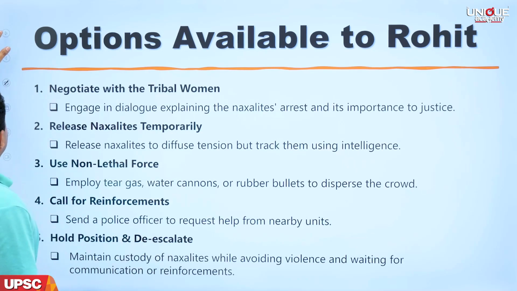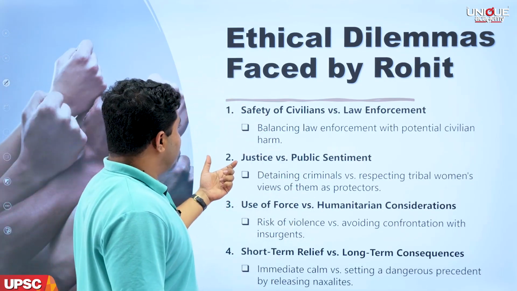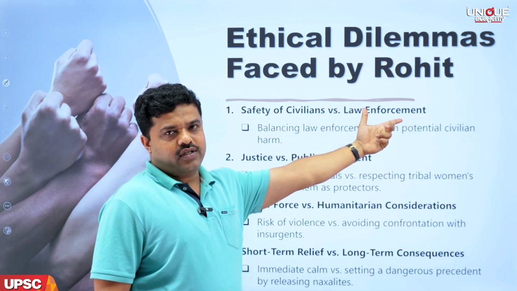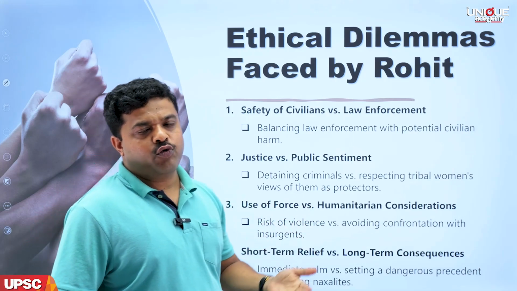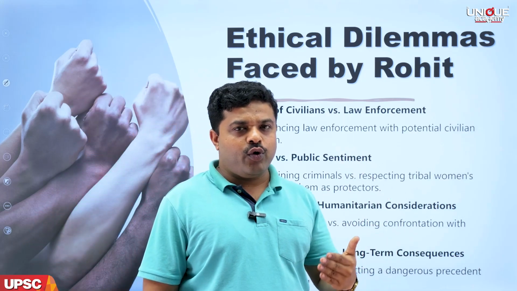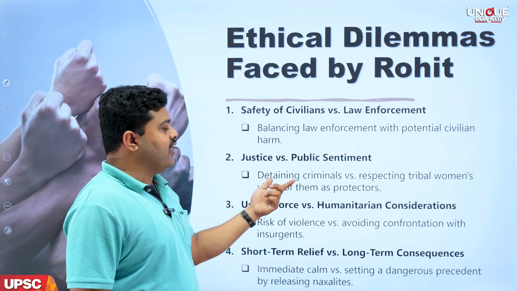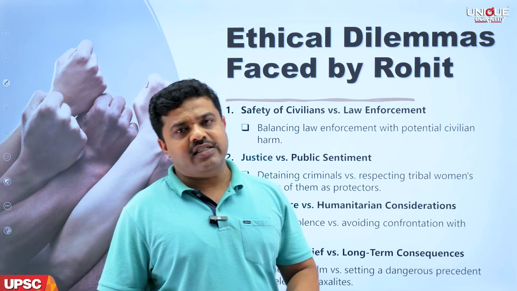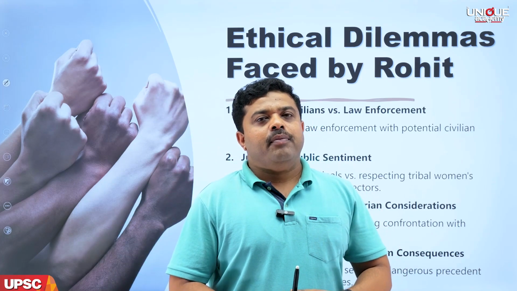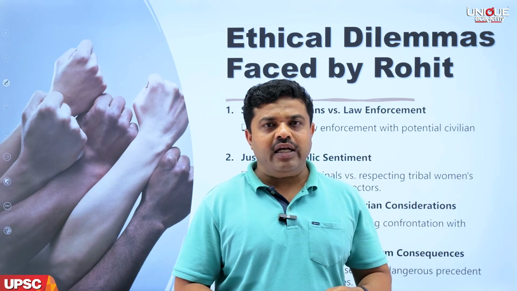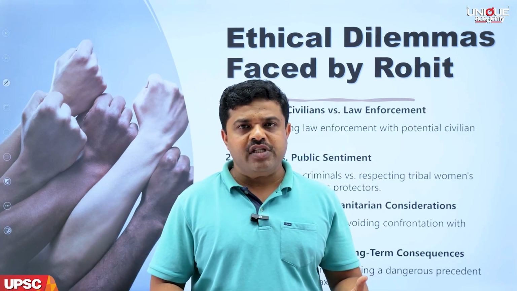The next question we need to deal with is what are the ethical dilemmas faced by Rohit? One is safety of civilians versus law enforcement. Okay, choosing one of these is very difficult. You have to ensure that civilians are safe, they won't get harmed, but at the same time, Rohit has to perform his own duty. Okay. Second is justice versus public sentiment. So of course, public sentiment is in favor of against Naxals who have done very severe and cruel things. But of course, you cannot completely wash away public sentiments. But at the same time, you cannot violate the principle of justice.